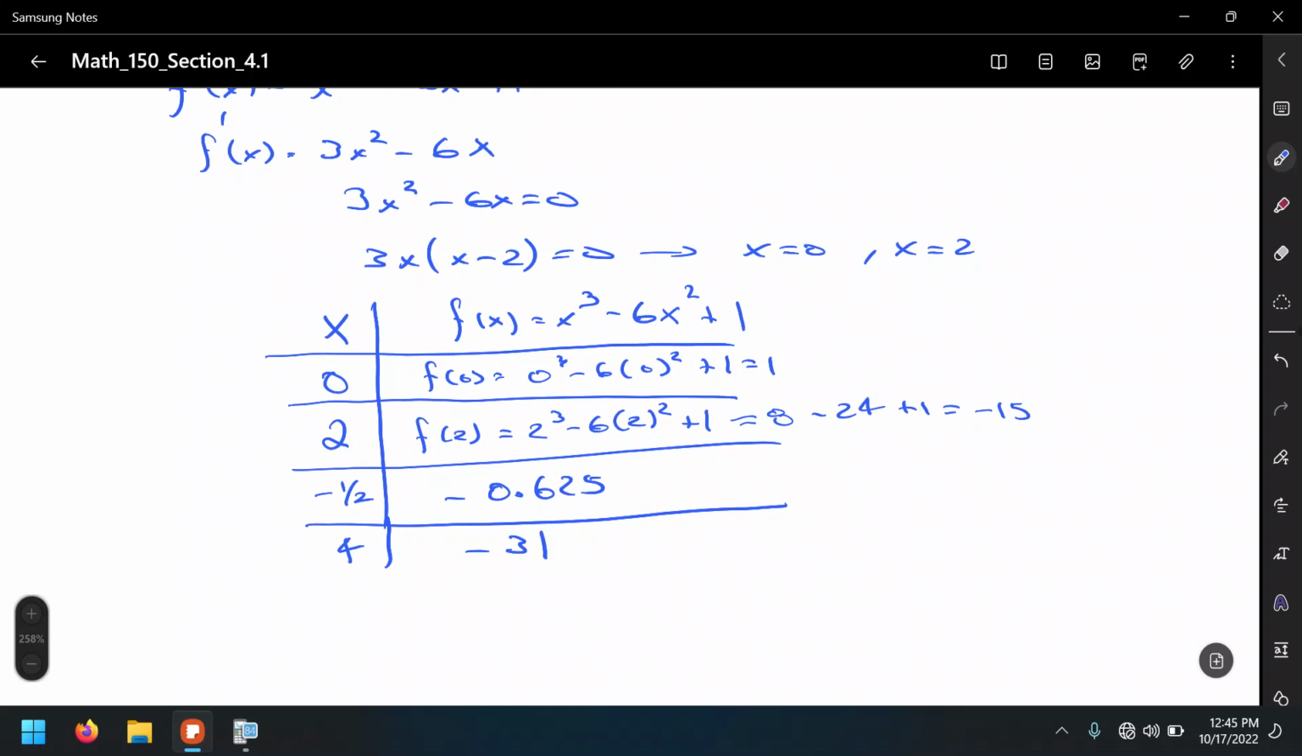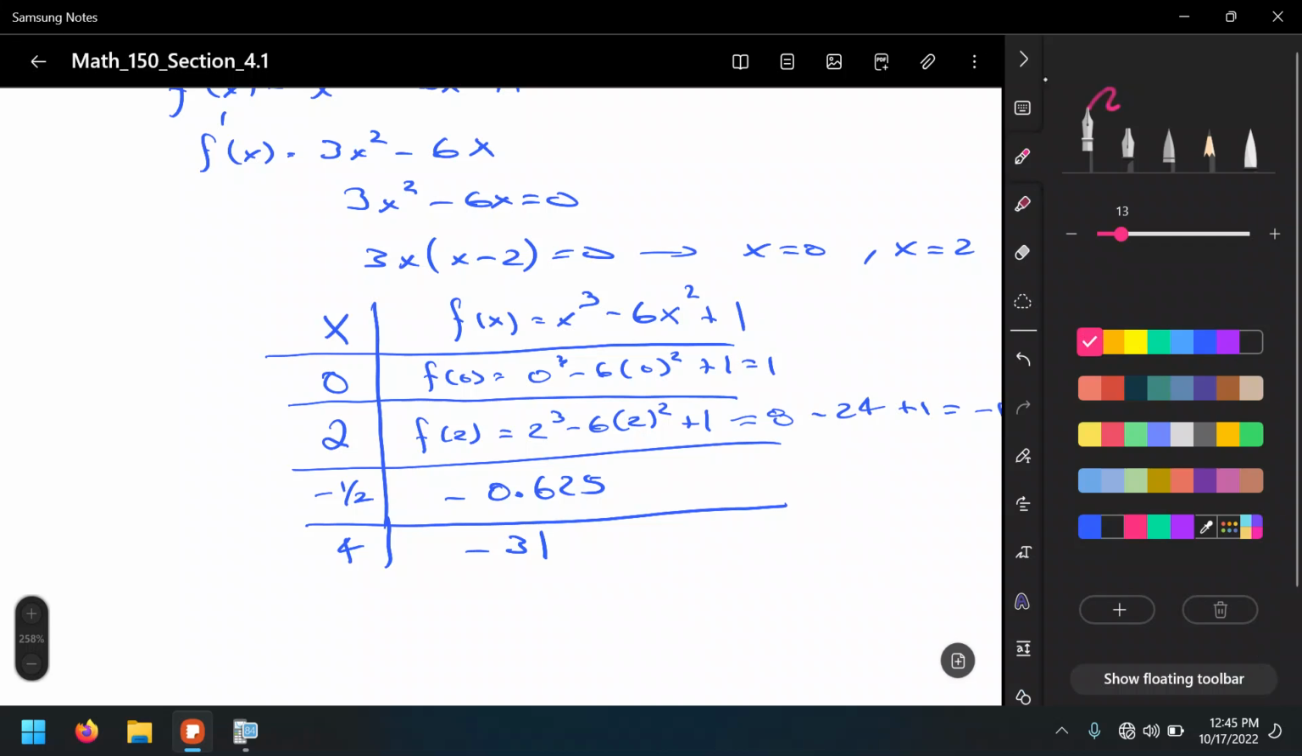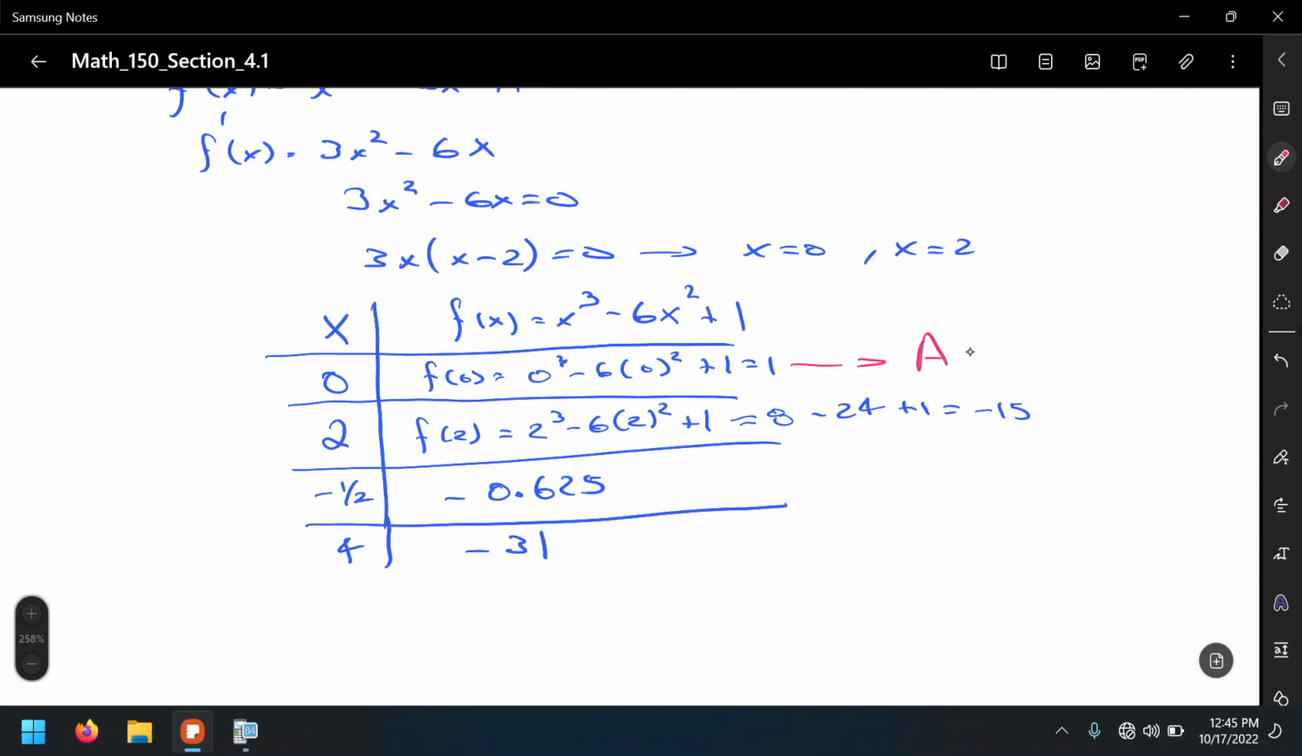The maximum is the largest of the y values, so that's going to be our absolute max, and the smallest value of y will be our absolute minimum. Which one is it? Negative 0.625. How about negative 31? It is even smaller than that.